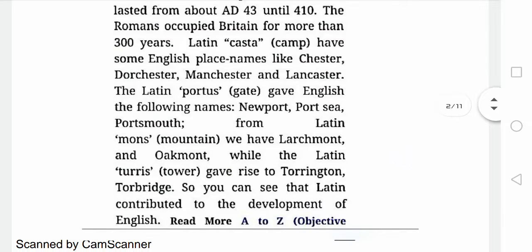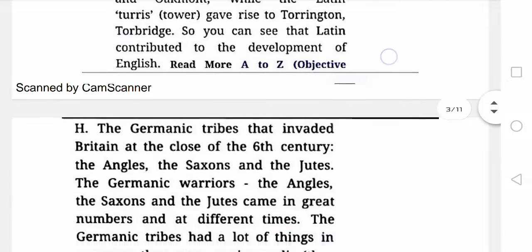In Latin, a camp was called castra, which gave some English place names like Chester, Manchester, and Lancaster. It's all because of the impact of Latin. So we can see that Latin contributed to the development of Britain.